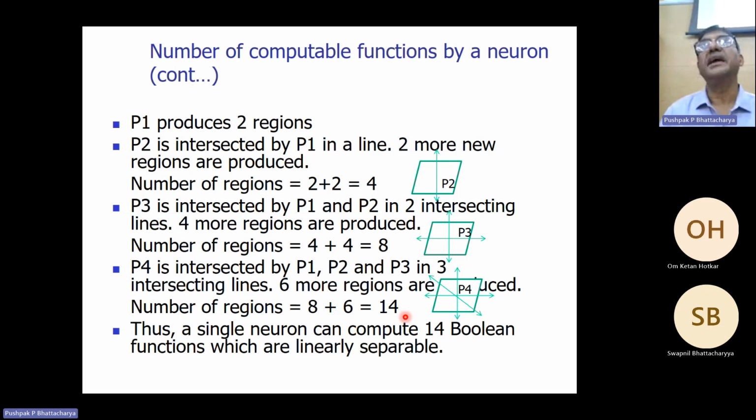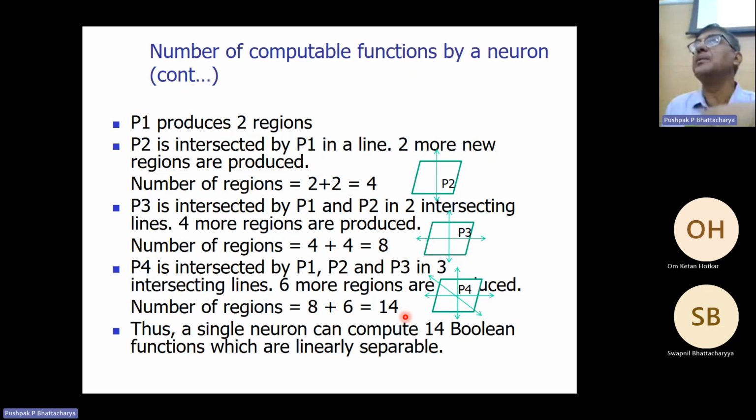And we know that XOR and XNOR cannot be computed by a perceptron with 2 inputs. The other 14 will be computed. This is also proved by this discussion on the number of regions produced. I don't know if you knew that in a 3-dimensional space, 4 planes can produce only 14 regions at most. Did you know this? If you knew, then that's very good.